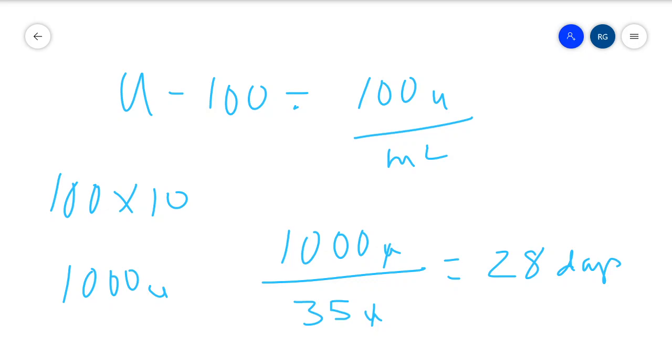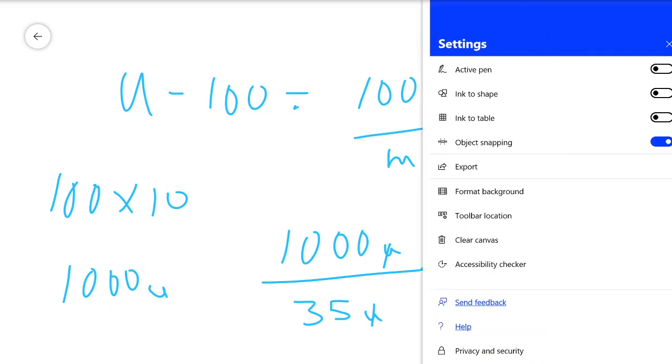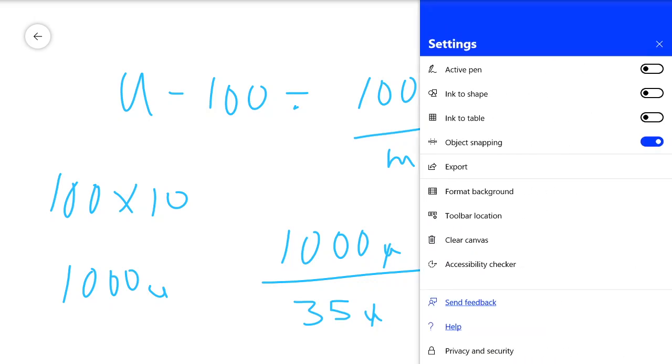Now we want to look at the table to see if Humulin N is good for 28 days. Humulin N U100 vial is good for 31 days. So that would be your answer there. 28 days is good. All right.